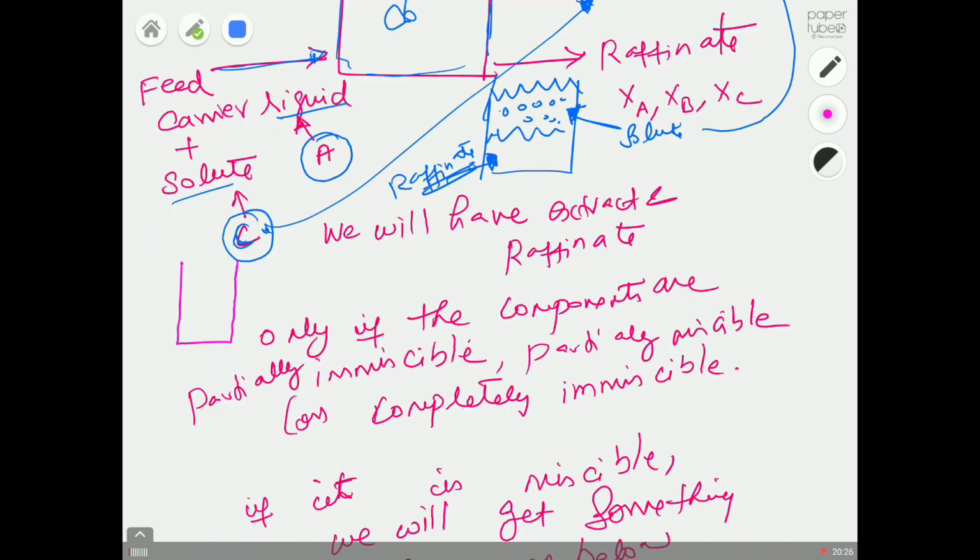So we take a feed solution, and then you add some solvent. We give some agitation, and then just assume your solute molecules transferred from your feed solution to your solvent side. So after equilibrium now, also just assume that for the moment there is some level of miscibility between your carrier liquid, which is here, and your solvent.